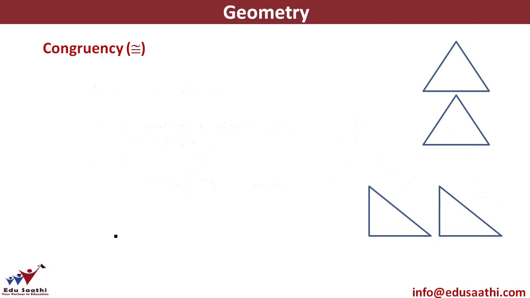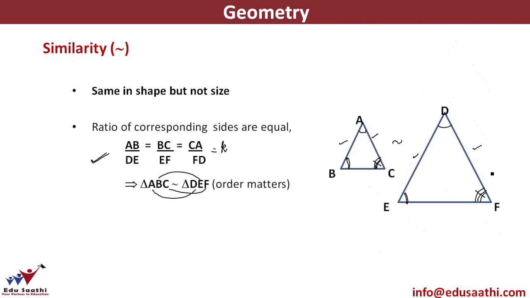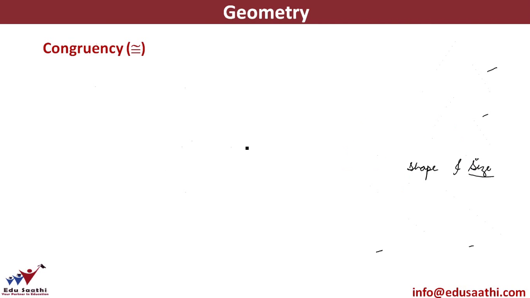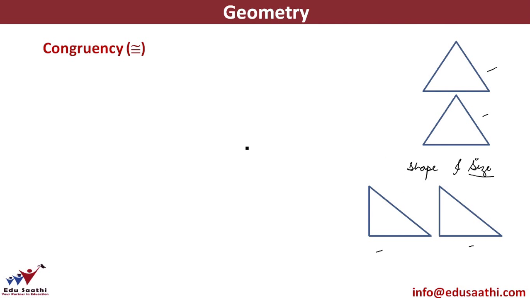Congruency. The two triangles that you can see on the right hand side, this one and this one, are the same in shape. That means the shape is similar, and the size too. That means the corresponding sides are not only proportional, they are actually equal. The value of K that I found out in the last slide comes out to be equal to 1. If that happens, the triangles become congruent.